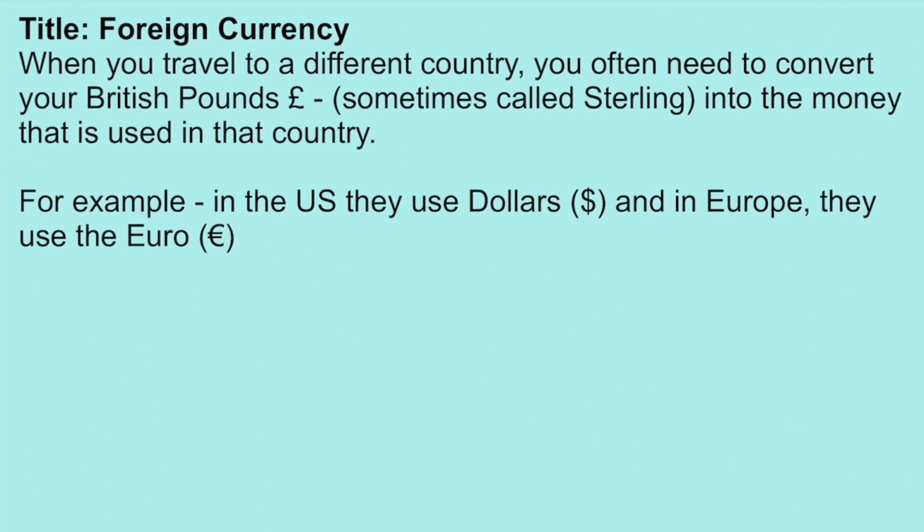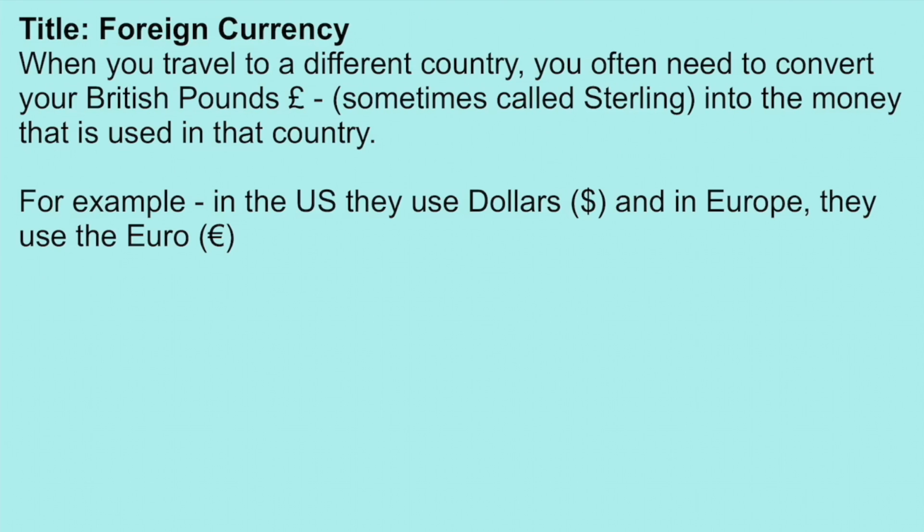Please copy these notes into your jotters, pause the screen and copy these notes. I'll just read them out for you. When you travel to a different country, you often need to convert your British pounds, sometimes called sterling, into the money that's used in that country. For example, in the US they use dollars, and in Europe they use euros. If you were in the US, you wouldn't be able to take your Royal Bank of Scotland notes and use that to buy things. You'd have to convert it into dollars first.